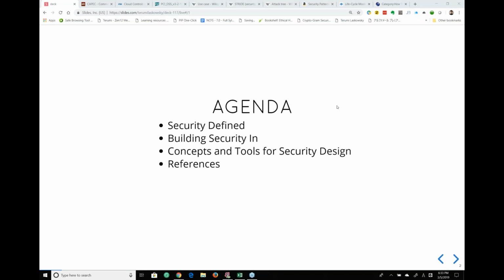The security, let's go ahead and define security. That's basically to get our baseline on our definitions so that we're talking about the same thing when we're talking about security. And then let's talk about what is this thing about building security in, okay? And what does that mean, and who builds it in? And it's not just one group of people. So let's go ahead and understand that so that you can understand your responsibility within the entire process. And then what are the concepts and tools available for you as a security designer? Okay? And then I do have some references in the end. All right.